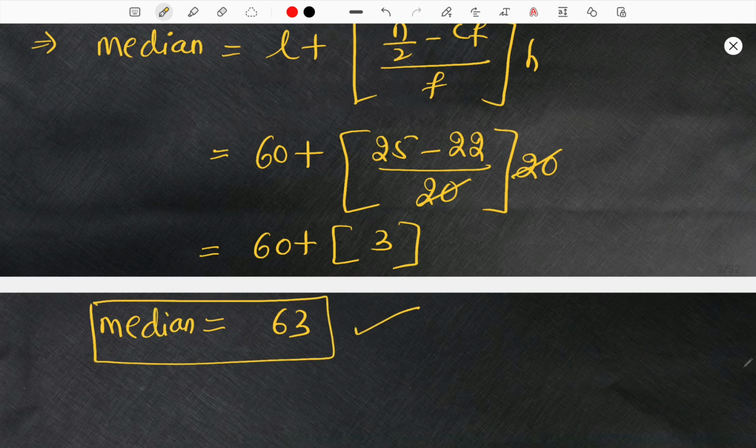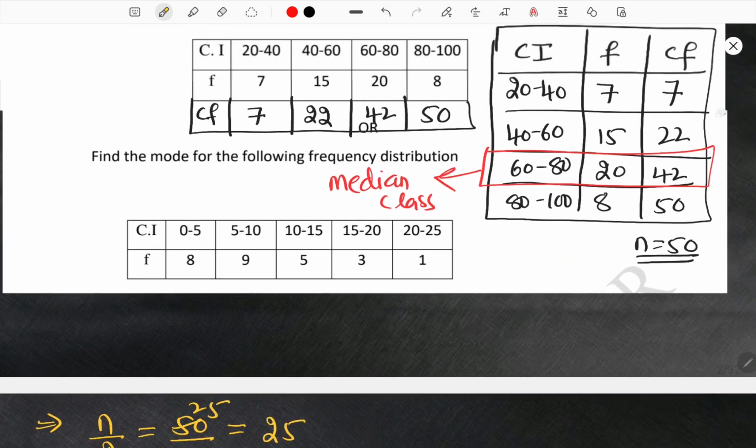Alright, so this is the answer. If you do this much, then you are going to get 3 marks. Alright, fine. Then there is one more option question: find the mode of the following frequency distribution. Here is the data. Now finding mode is quite simple. You just see the highest frequency.